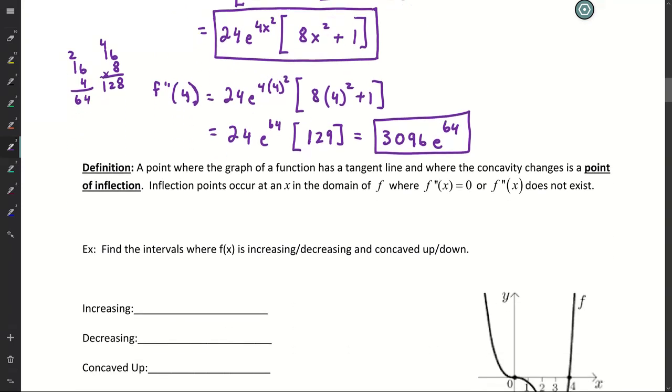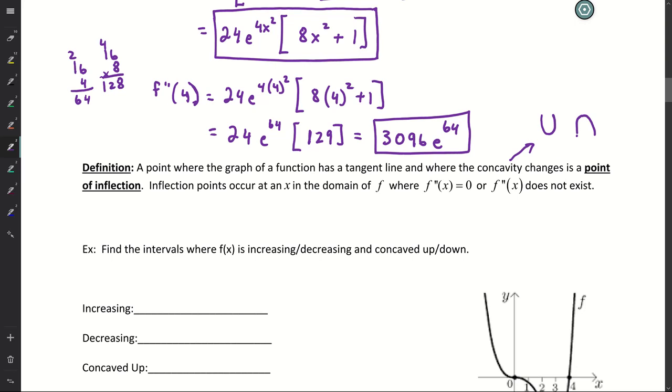All right, we've got a definition here. It says a point where the graph of a function has a tangent line and where the concavity changes is what we call a point of inflection. Well, first of all, what is concavity? Concavity basically means cupped upward or cupped downward behavior. And so if we have a change in that type of behavior, that's going to be what we call a point of inflection.